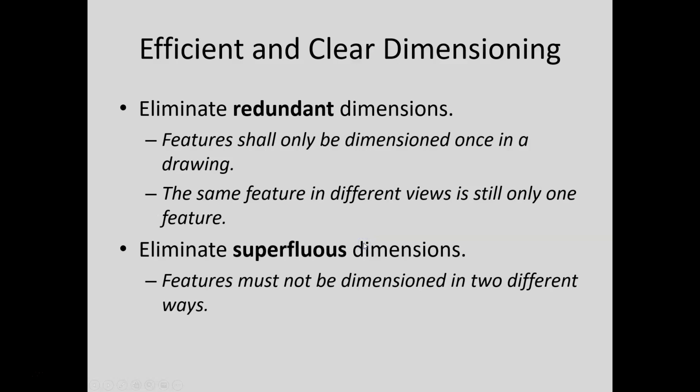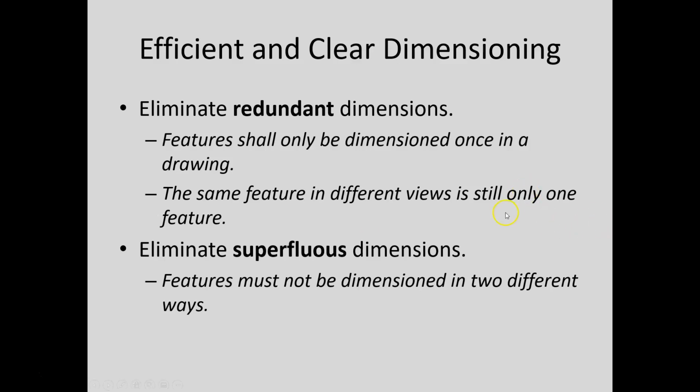Okay, a couple other important rules. For efficient and clear dimensioning, we must eliminate redundant dimensions. Features shall only be dimensioned once in a drawing, and the same feature in different views is still only one feature. So do not dimension the same feature in different views. And we want to eliminate superfluous dimensions. So we don't want features that are dimensioned in two different ways.